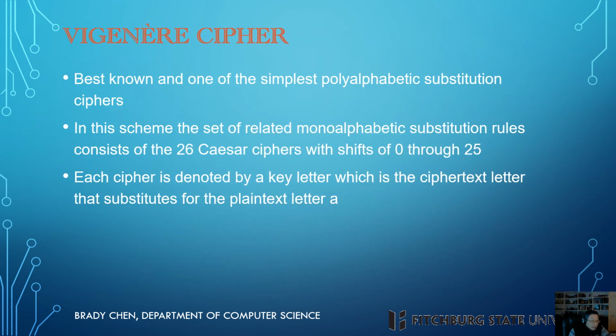Okay, so let's talk about the Vigenère cipher. The Vigenère cipher is one of the simplest polyalphabetic substitution ciphers. In the Vigenère cipher, the set of related monoalphabetic substitution rules consists of the 26 Caesar ciphers with shifts of 0 through 25. Each cipher is denoted by a key letter, which is the ciphertext letter that substitutes for the plain text A.